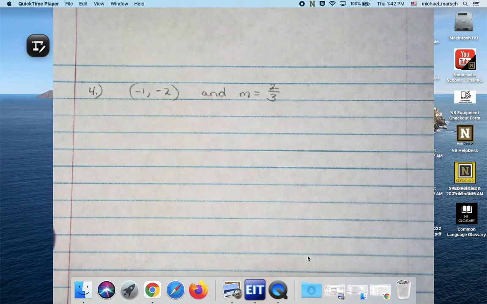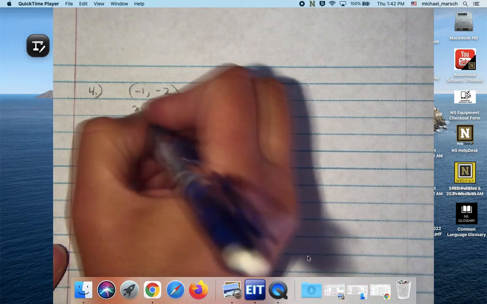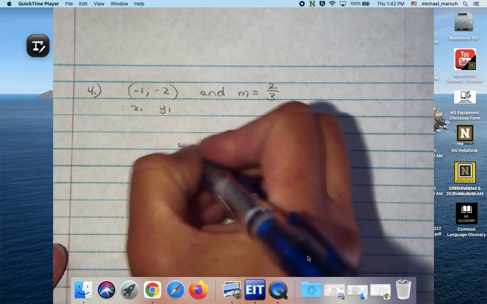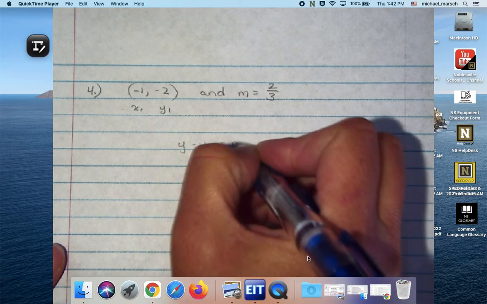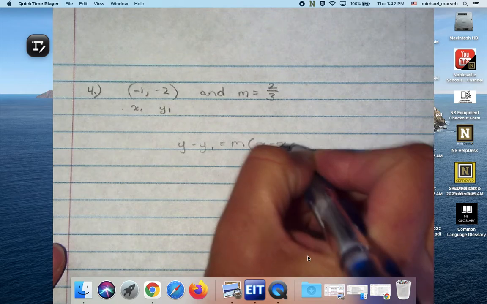So we're going to write our point. We'll label x1, y1, and then y minus y1 equals m times the quantity x minus x1.